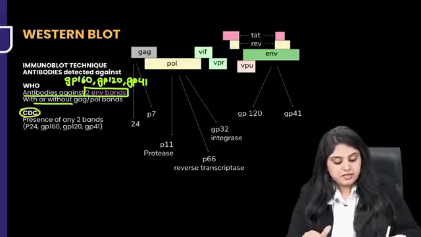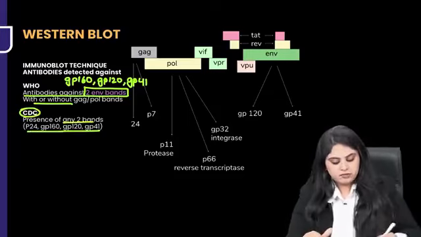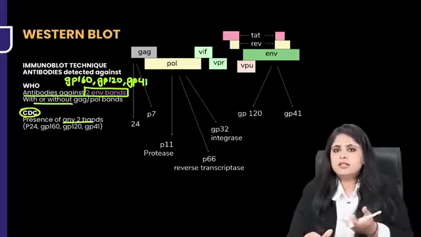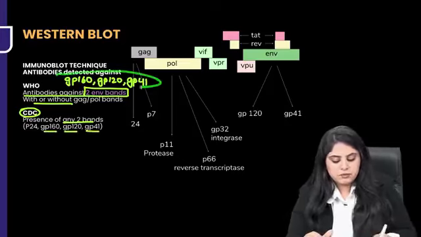CDC says that we are giving you a list of 4. Out of those 4, any 2 should be positive. But look, out of those 4, 3 are the same as the WHO ones. 160, 120, 41, that is the same repeat.